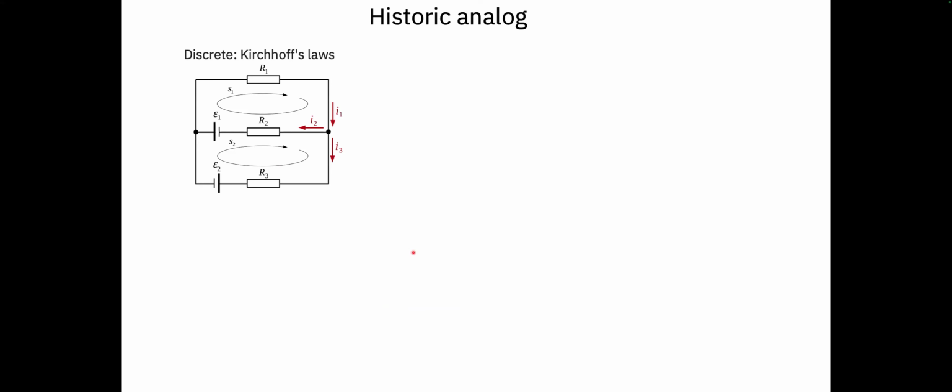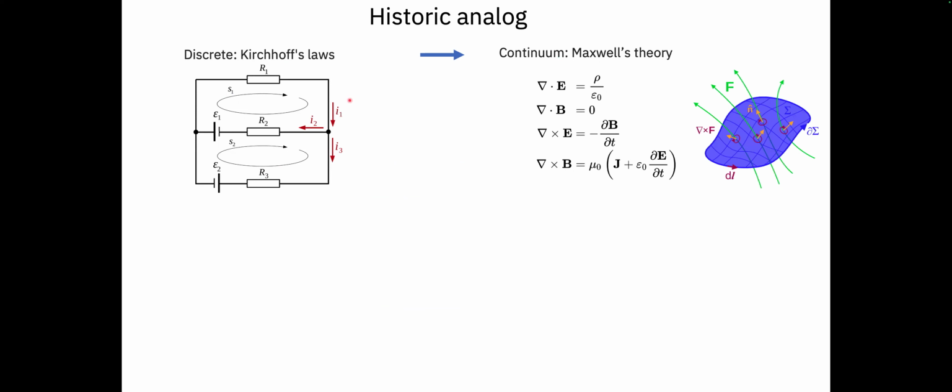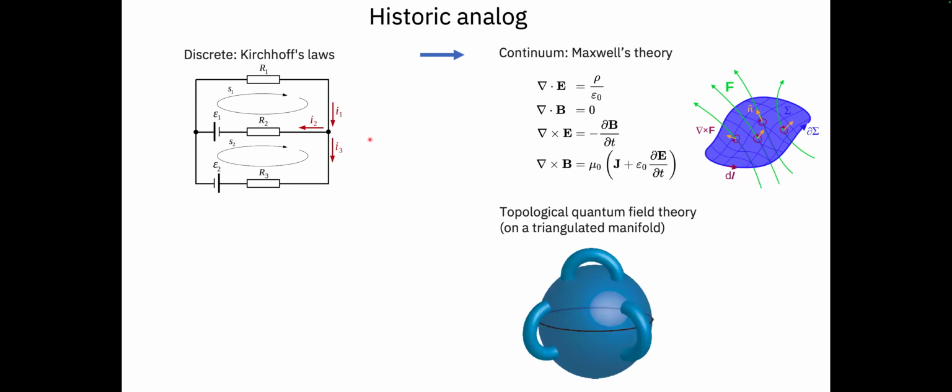So when we were in middle school, you study Kirchhoff's law on the circuit, which is a discrete subject, and you have the sum of the currents equal to 0 on a node. And then later, when Maxwell developed his theory in the continuum, you can also derive all the Kirchhoff's laws from Maxwell's equations. And right now we have topological quantum field theory, usually defined on a manifold or its triangulation.